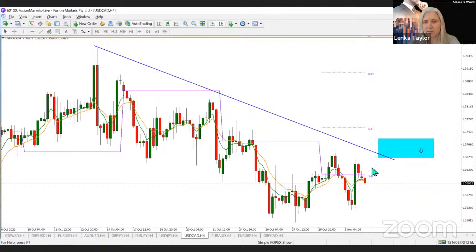So here I'd like the price to pop up, touch that trend line, similar to this type of setup, and be rejected, and then look for short opportunities there.